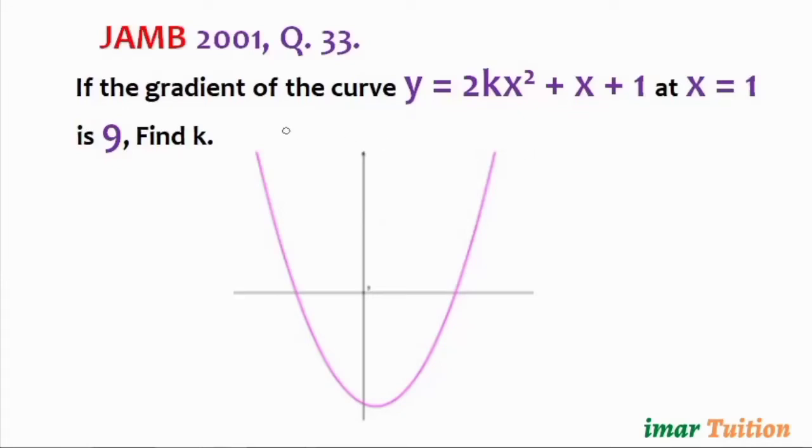Our question goes thus: if the gradient or slope of the curve y = 2kx² + x + 1 at x = 1 is 9, find the value of k. This equation is a polynomial of order, or power, 2 because the greatest power there is 2. If we draw a graph of this equation, we're going to have a parabola of this shape. For the purpose of illustration, I'm taking the parabola of this shape here.